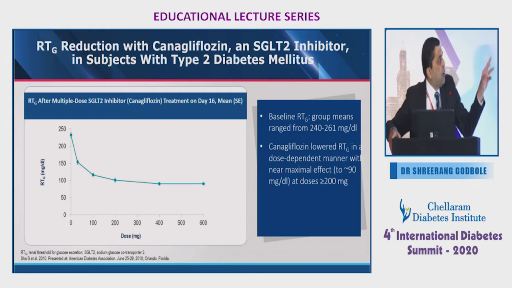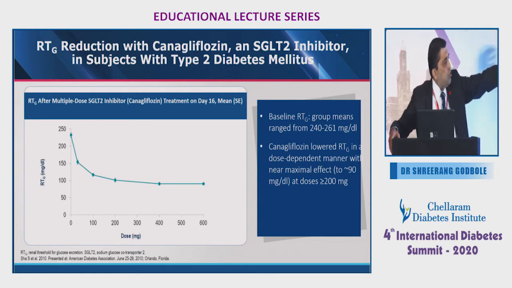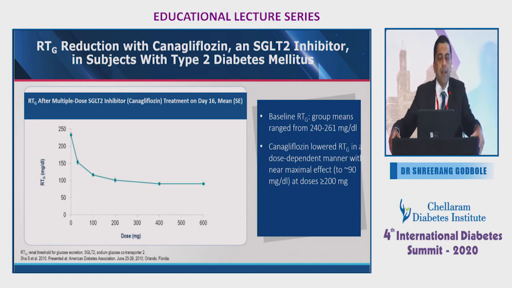So speaking of Canagliflozin, the standard dose, which probably most of us use, is 100 milligrams. You find that by the time you reach a dose of 100 milligrams, you get a near maximal lowering of the RTG. But in fact, if you compare with 300 milligrams, from 200 milligrams onwards the suppression is really maximal, and you could have a suppression of about 65% of the baseline RTG.